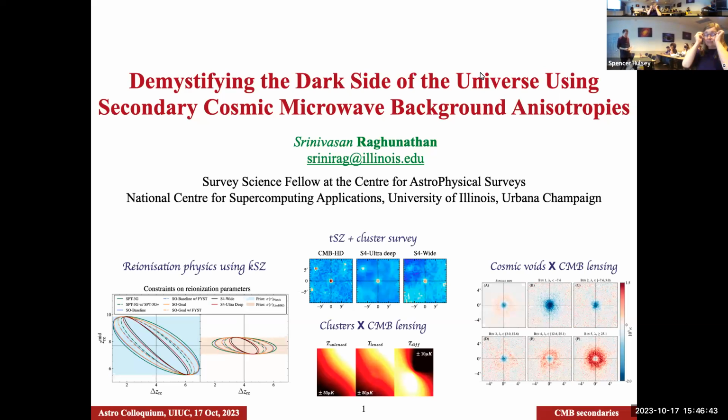He attained his PhD in 2016 from the University of Chile, working on the search for inflationary B-mode signals. And I think probably the most fun fact is how many places Srini has been. He then was a postdoc at the University of Melbourne, and then at UCLA. So he's really traveled the world, and he's going to be telling us today about demystifying the dark side of the universe using secondary CMB anisotropies.